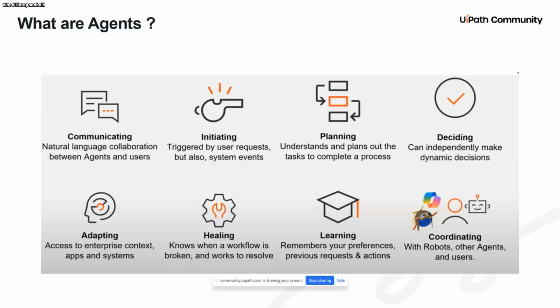What are agents? Here is a big difference, and this is what most people are looking for. Agents are not just a chatbot or a script. They can communicate naturally, initiate actions based on events, and plan end-to-end tasks. Agents can decide independently, adapt to enterprise systems, and even heal themselves when something breaks. Over time, they learn from past interactions and coordinate with robots and agents to get work done. I mentioned that they heal themselves when something breaks.